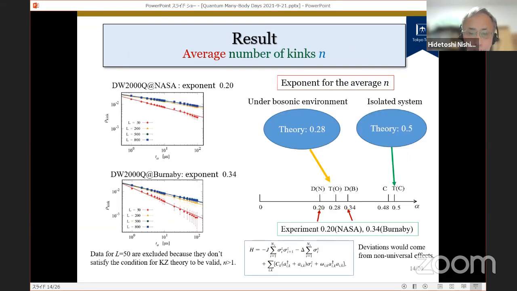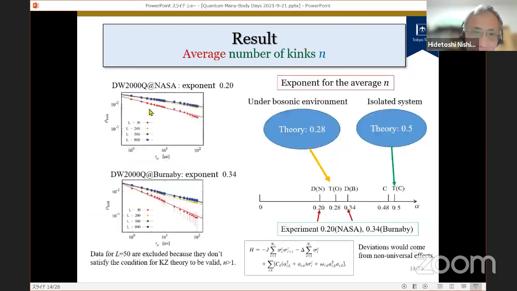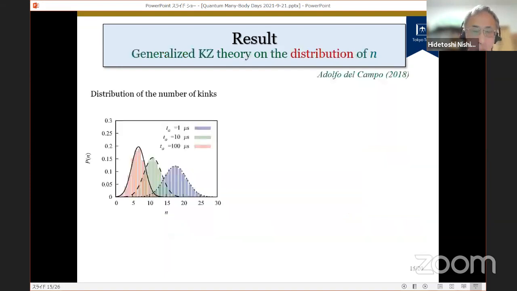And this result is about the average number of defects or kinks. But each single point on this experimental result represents the average of the number of kinks over 200,000 samples. It's a very large sample. So each point has a distribution of the number of kinks indeed, as you see here.